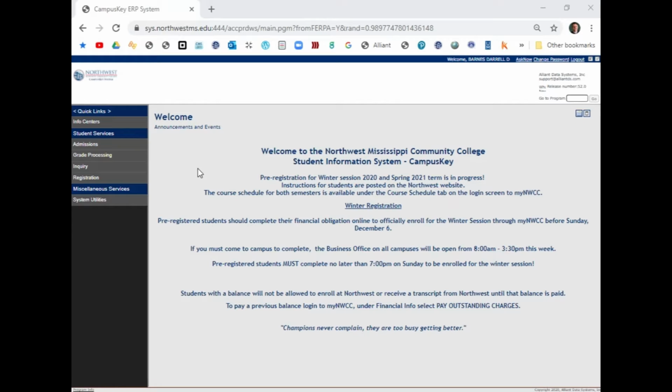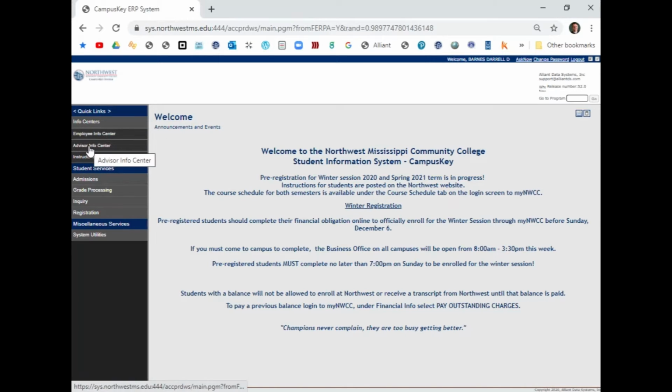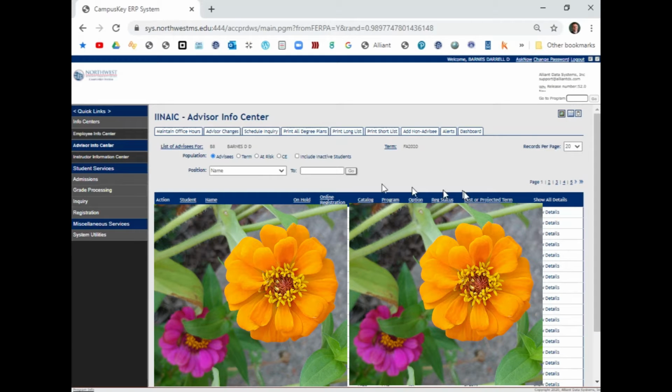How to locate your advisees in Alliant CampusKey, December 3rd, 2020. Info Center's at the top left. Click on Advisor Info Center.